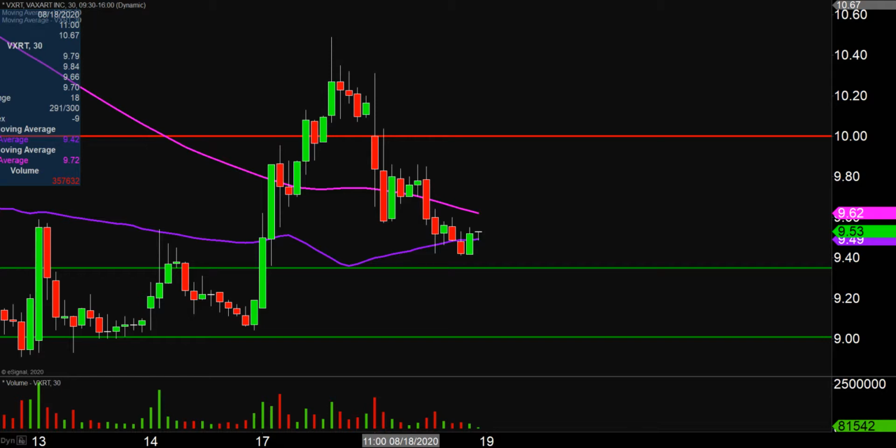So overall, though, not the greatest day, but still 3 days left on the week. So we'll see if the price can try to get things turned around.